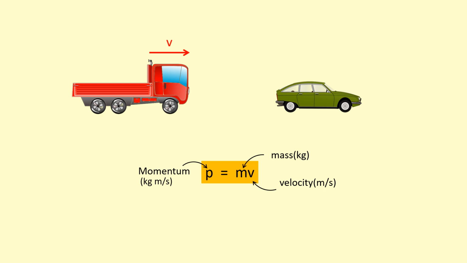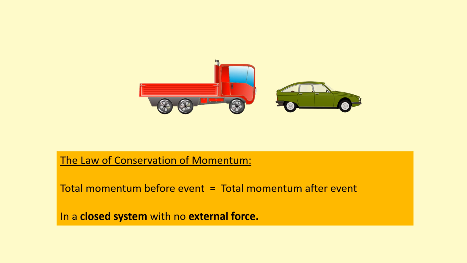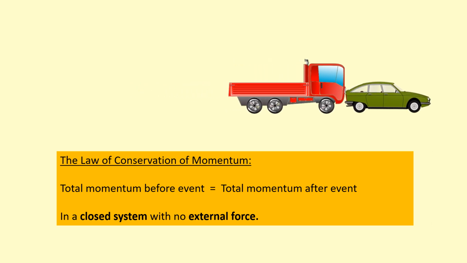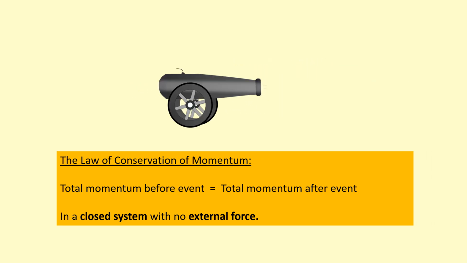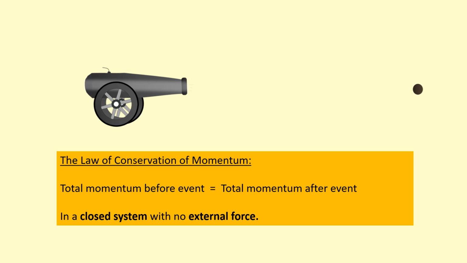Momentum of an object is its mass times velocity. It can be used along with the law of conservation of momentum to explain and calculate what happens during a collision or during an explosion like this. In this video, we're going to use this law to explain and do some calculations for explosion type of questions.